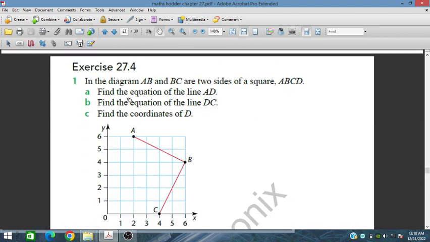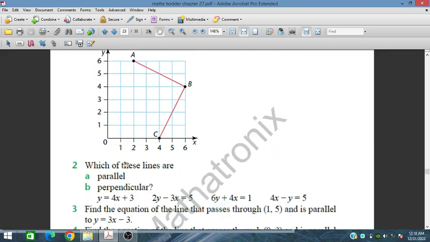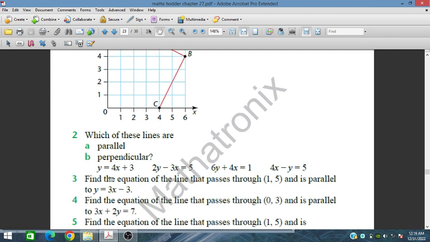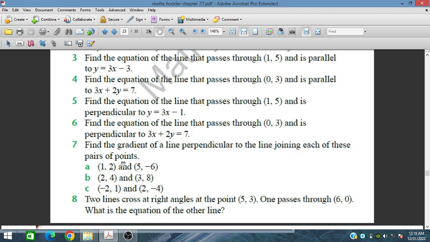In exercise 27.4, the lines AB and BC are two sides of the square ABCD. Find the equation of the line AD, find the equation of BC, and find the coordinates of D. Which of these lines are parallel? You see this in the third part, and similarly the other parts.